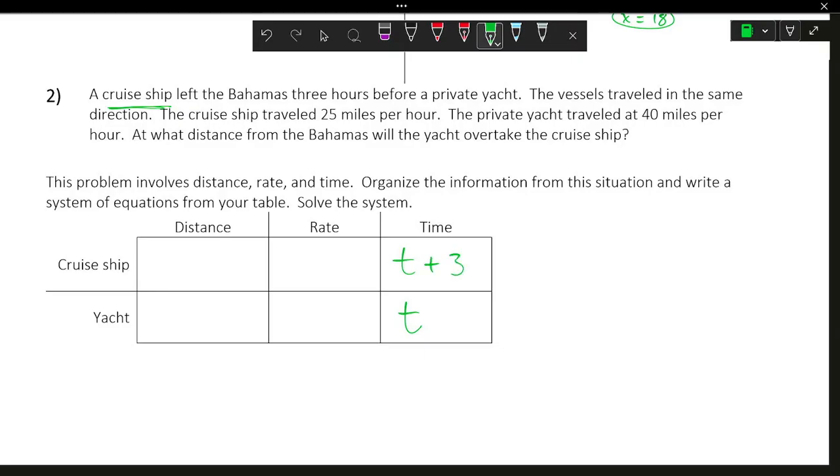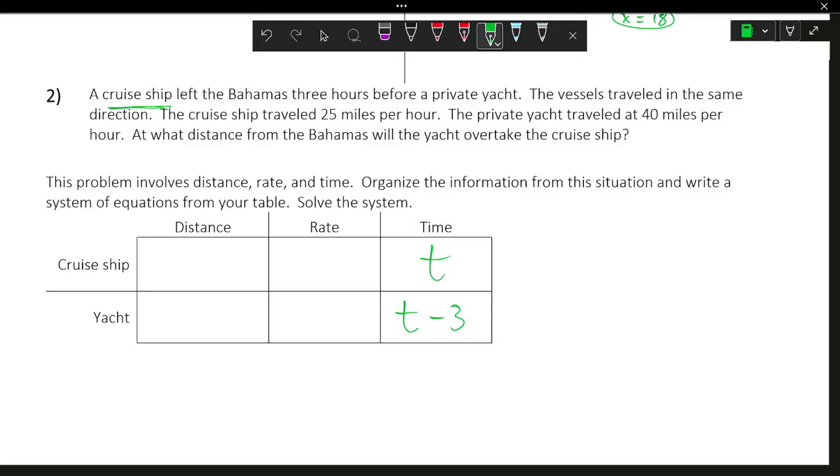Is that the only way I can do it? No, I could go the other way. I could also say, if t is the amount of time that the cruise ship is traveling, the yacht's traveling for less time, so this would be t minus 3. But both of them are capturing this relationship, that the cruise ship travels more. And I guess I could leave it this way.